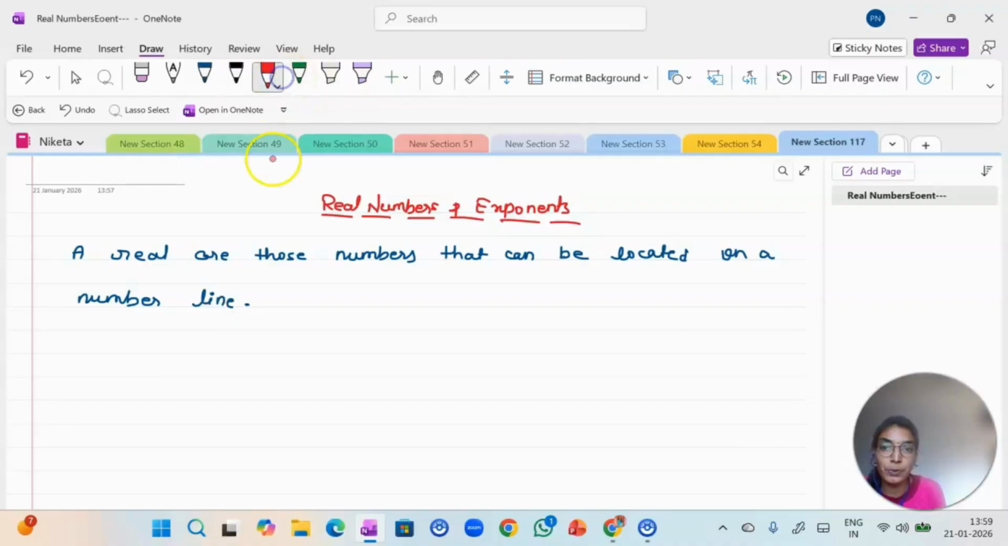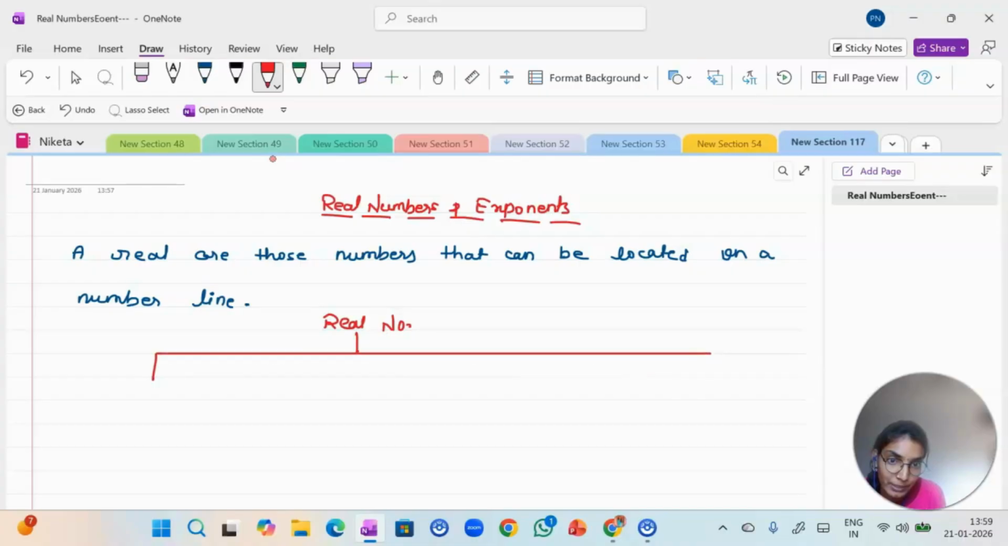Now there are two subsets of real numbers, which are known as rational and irrational numbers. I hope you have heard about it, but still I am going to explain that: rational numbers and irrational numbers.